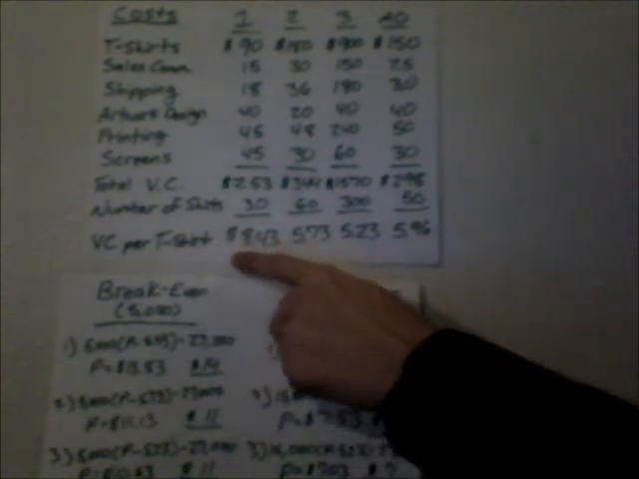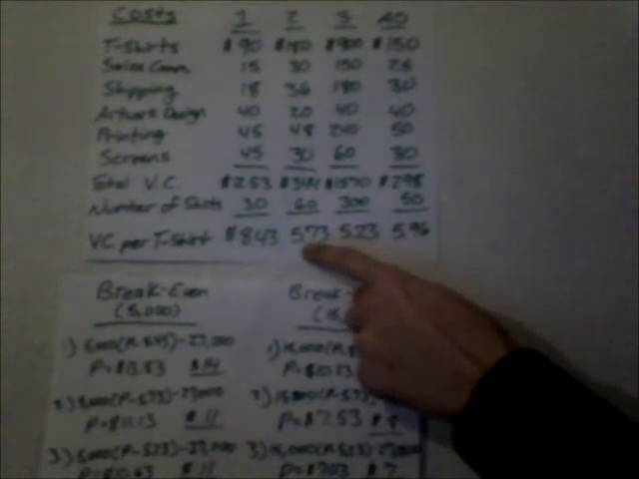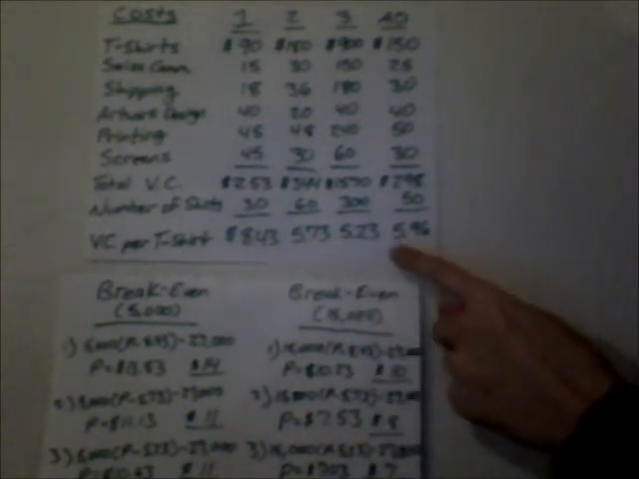We get total variable costs of $253 for the first order scenario, $344 for the second order scenario, $1,570 for the third order, and $298 for the average order. Divide these numbers by the number of shirts per order, and we get the variable cost per t-shirt, which is $8.43 for the first order, $5.73 for the second order, $5.23 for the third order, and $5.96 for the average order.